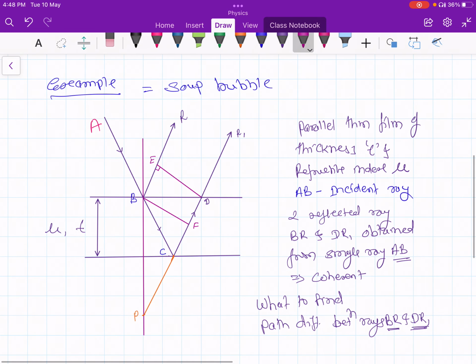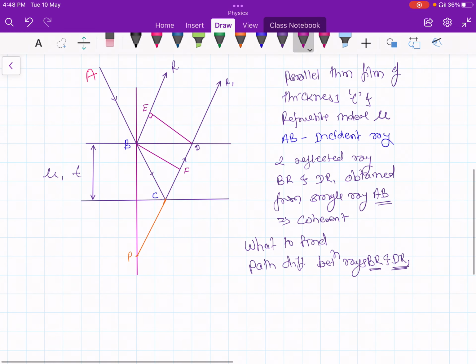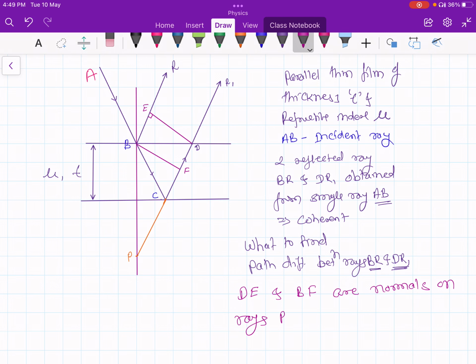So in this case, what we have got is two normals, DE and BF, which are normals on rays BR and CD respectively.